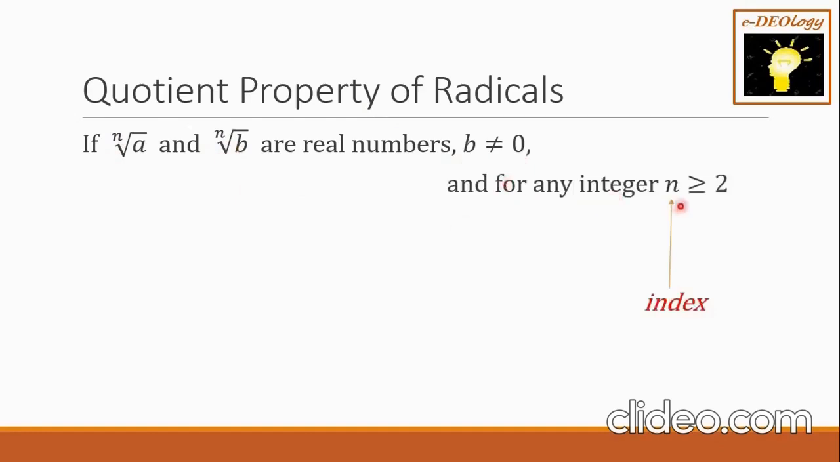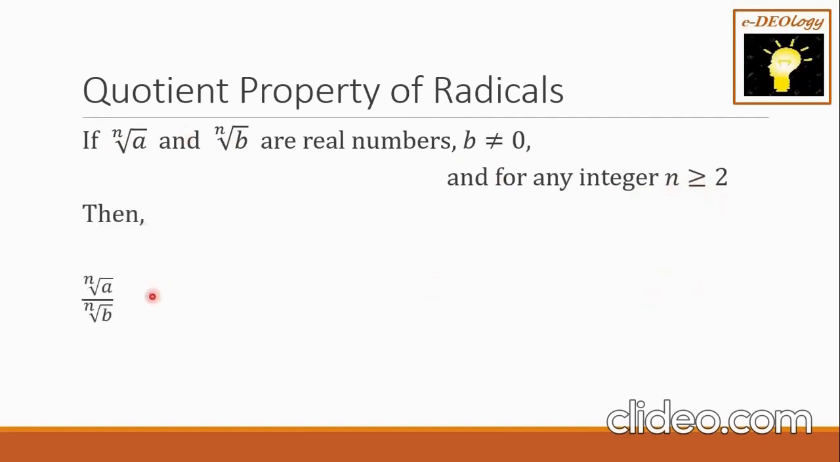And for any integer n, and that is the index, should be greater or equal to 2. Then, if we're going to divide the nth root of A by the nth root of B, the answer will be a big radical here with index n. Inside the radical is a fraction with numerator A and denominator B. So this is the quotient property of radicals.